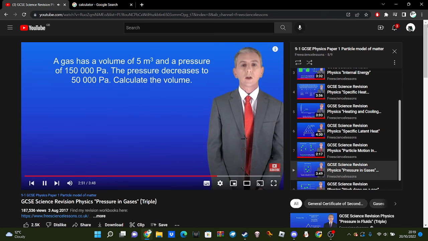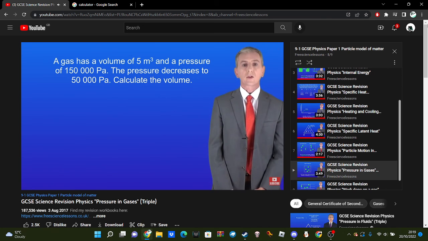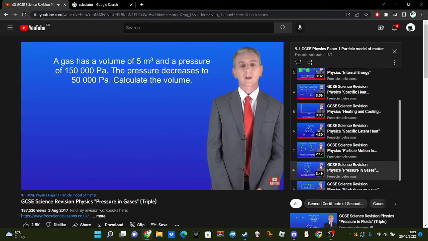Here's a final question for you. A gas has a volume of 5 meters cubed and a pressure of 150,000 pascals. The pressure decreases to 50,000 pascals. Calculate the volume.